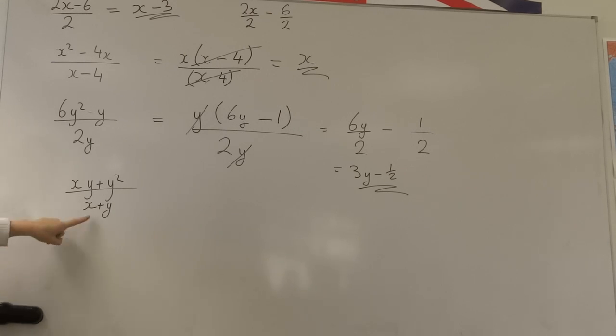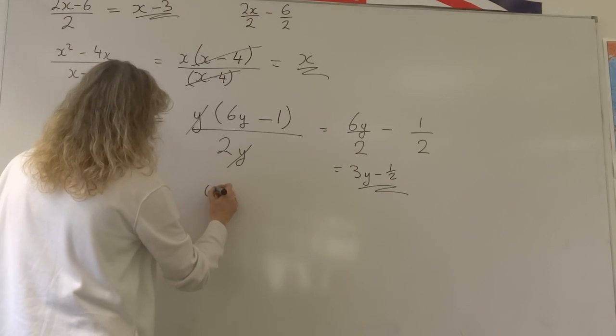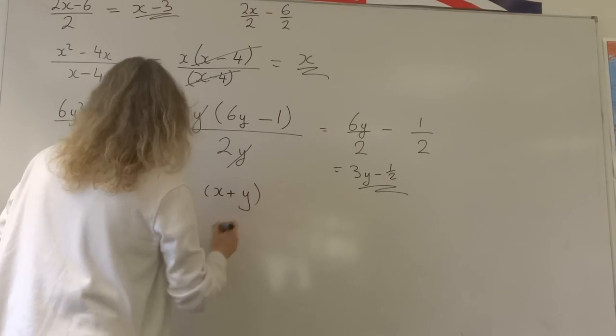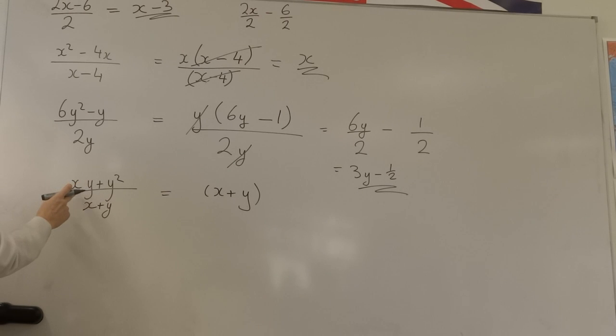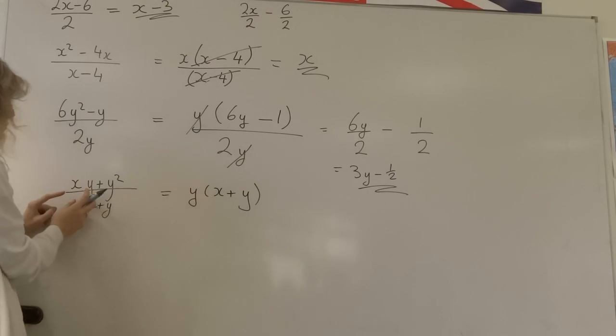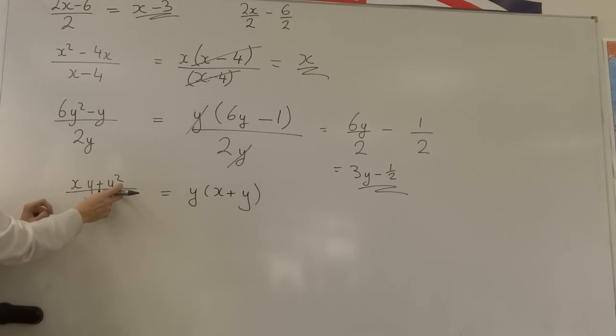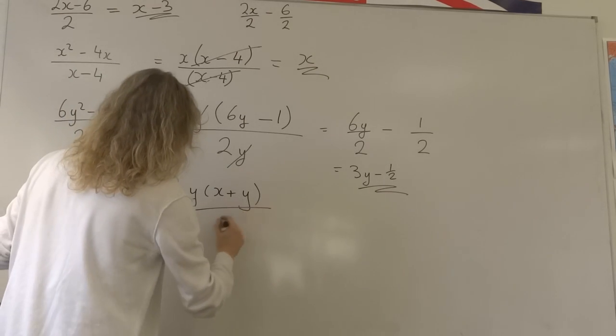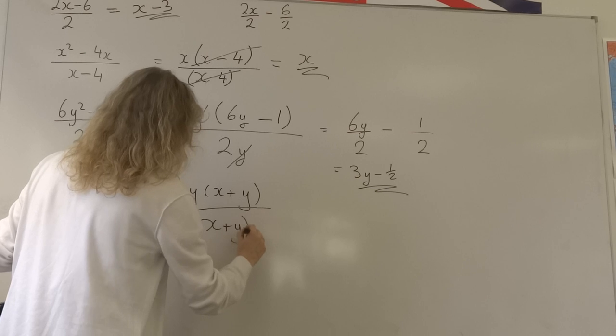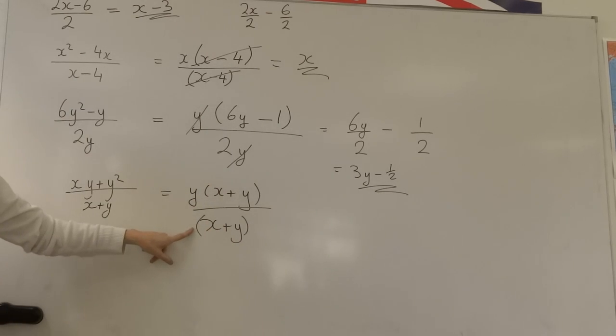What about here then? Well, we've got x plus y on the bottom. Let's see if we can in some way get x plus y on the top. If I wanted to get xy here, the number that I'd have to have out the front of my bracket would be y, because y times x would give me xy. And look, y times plus y would give me y squared. So I would get x plus y on the top and x plus y on the bottom.